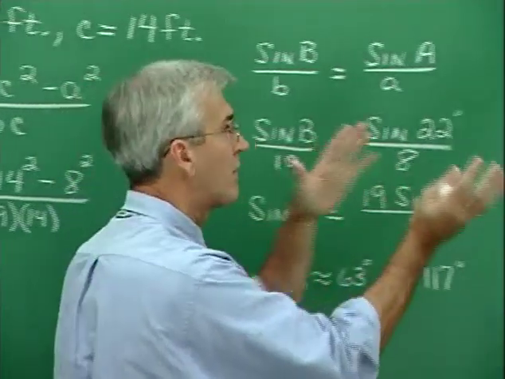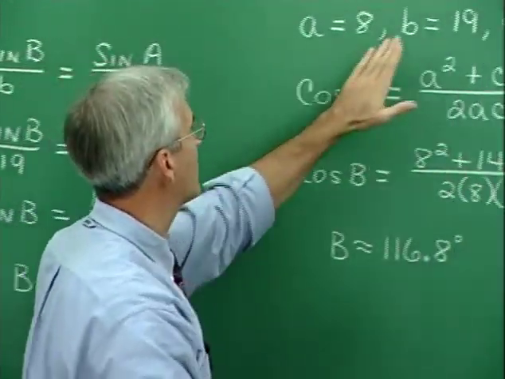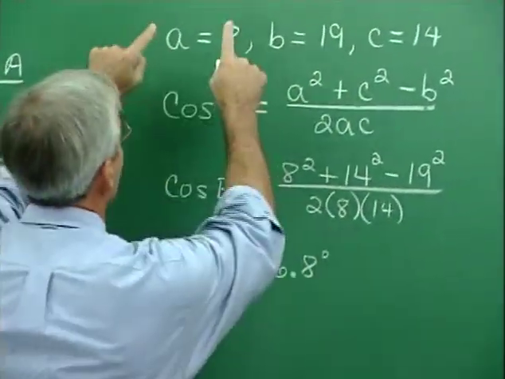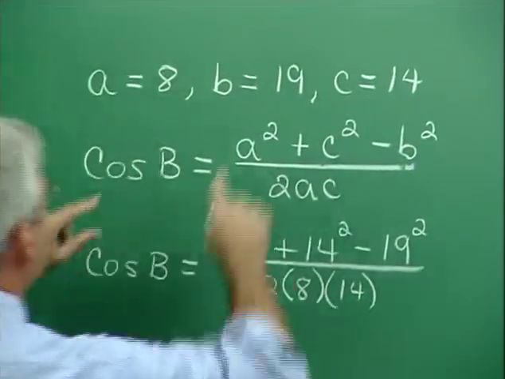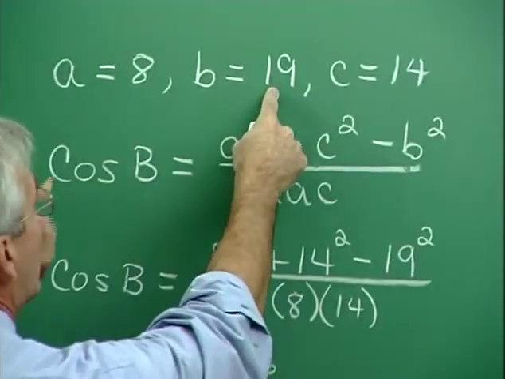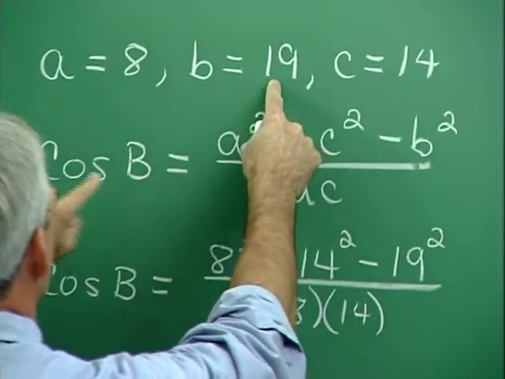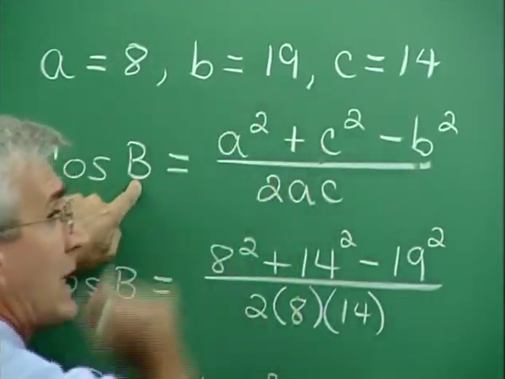Let's erase this, forget that. Let's suppose we start the problem from the get-go. All right, so we have the lengths of all the sides of the triangle. Now we decide that this is the longest side, so we're going to solve for the angle opposite that side, and that would be angle B.